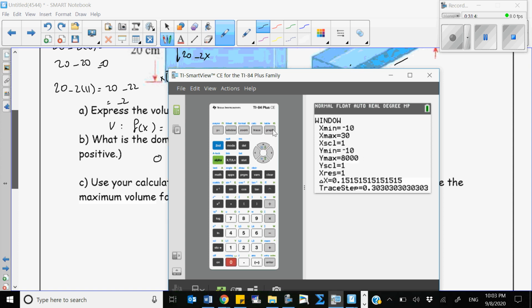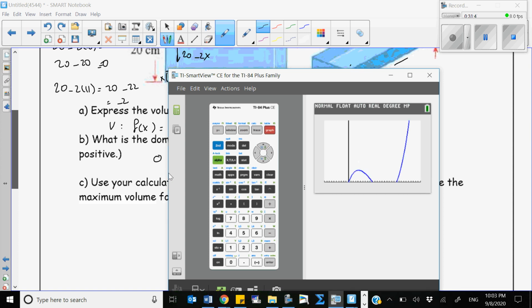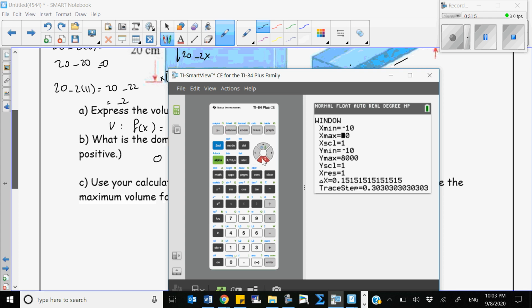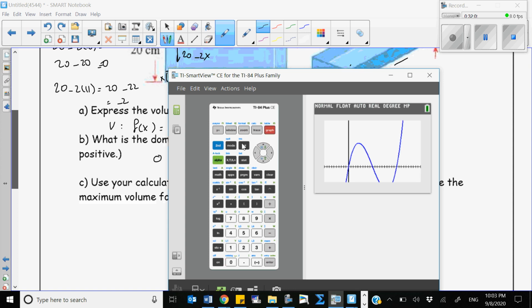8,000. Okay, looks like the y value is too big here and I need more of the negative side of that. So let's make this, I'll try 3,000 for the y max and -1,000 for the y min. Okay, this is almost good. I need a little bit more of this side.